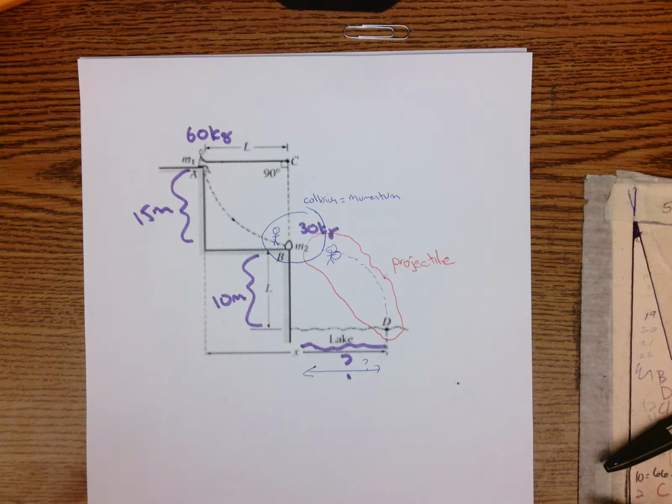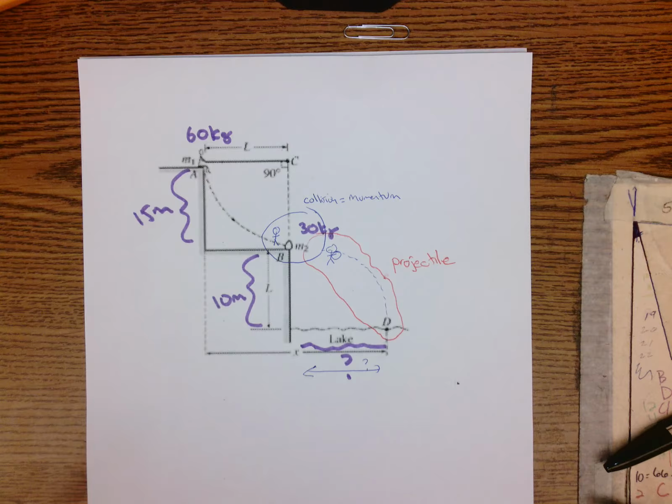All right, so here we go. We've got a Tarzan-like problem here. We've got a dude up here on top of a cliff. Total height of the cliff is 15 meters. A 60-kilogram guy is going to swing down on this vine, run into this 30-kilogram something, collide with it, and then the two of them will become one, and they will, as a group, fall down here into the lake. And the question is, where do they land? How far is this distance?